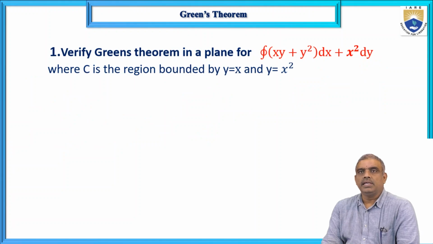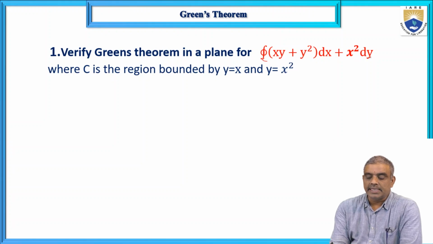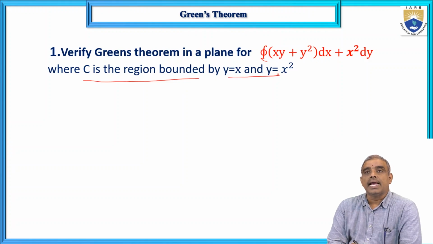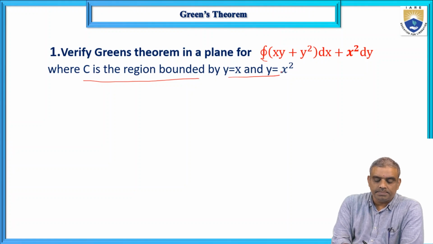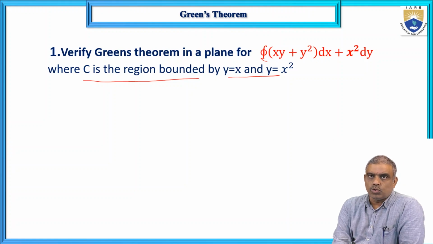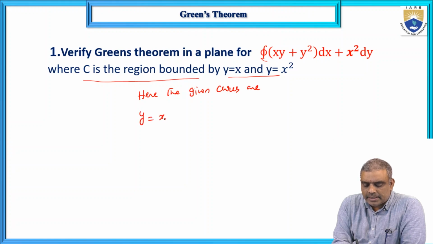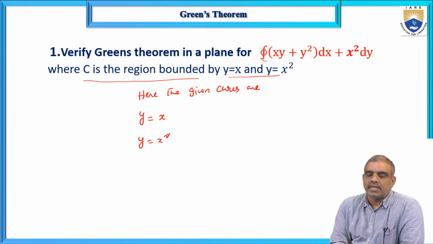Verify Green's theorem in a plane for the integral over the closed curve C of (xy plus y square) dx plus x square dy, where C is the region bounded by the lines y is equal to x and y is equal to x square. Here, first we have to find the region and the closed curve. The given curves are y is equal to x and y is equal to x square.